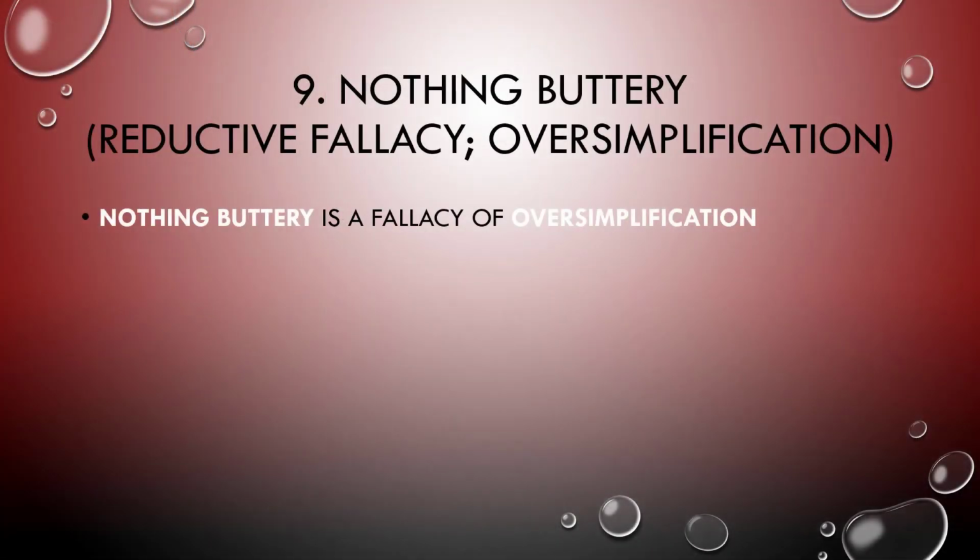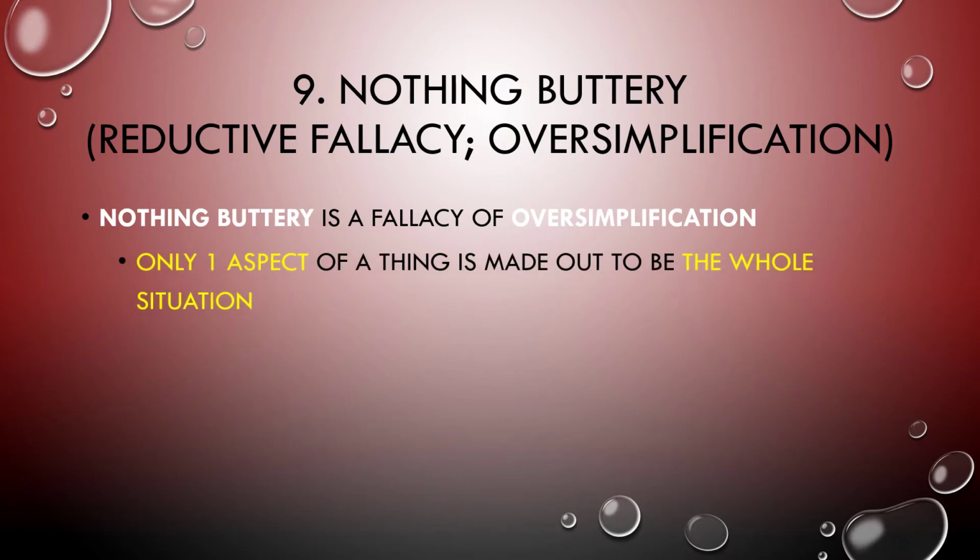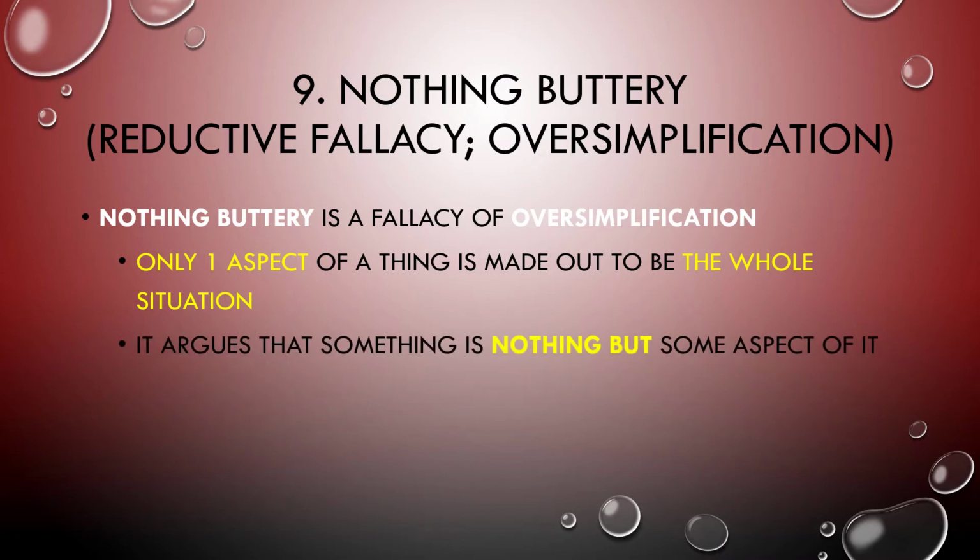The next fallacy is sometimes called nothing buttery. It's kind of a humorous way to name this thing. It could be called the reductive fallacy or just oversimplification if you want to use the large subcategory title. And this happens when only one aspect of a thing is made out to be the entire or total situation. It argues that something is nothing but some narrow aspect of it.